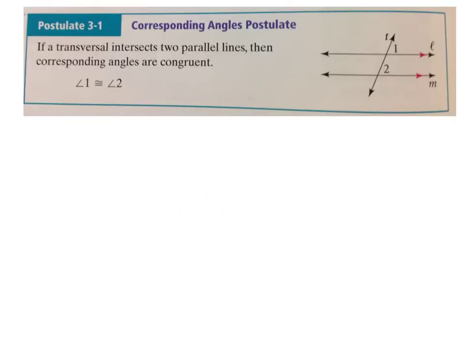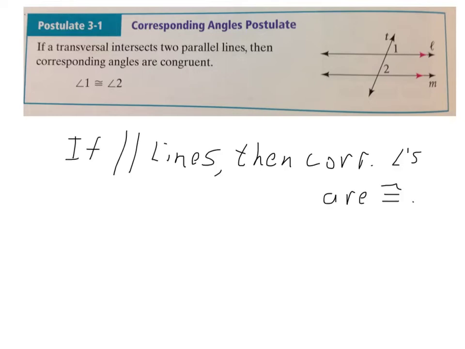The first postulate we need to talk about in Chapter 3 is the corresponding angles postulate that says if a transversal intersects two parallel lines, then the corresponding angles are congruent. Remember, a postulate is something we accept to be true without proof. Now remember, you can never use the number of a postulate ever. And sometimes you can use its name, but I am not going to allow you to use corresponding angles postulate in this class. Whenever we're referring to this postulate, I want you to say, if parallel lines, then corresponding angles are congruent, like I have written here.